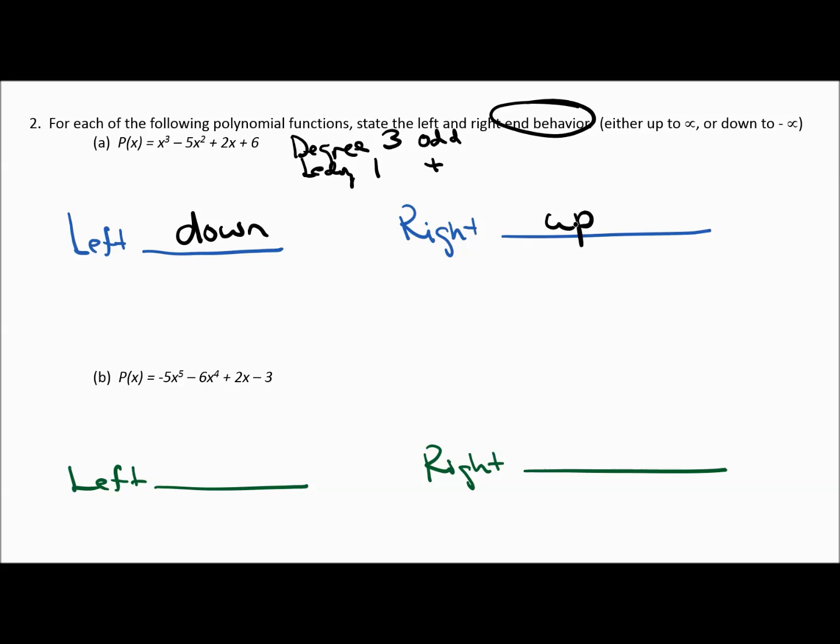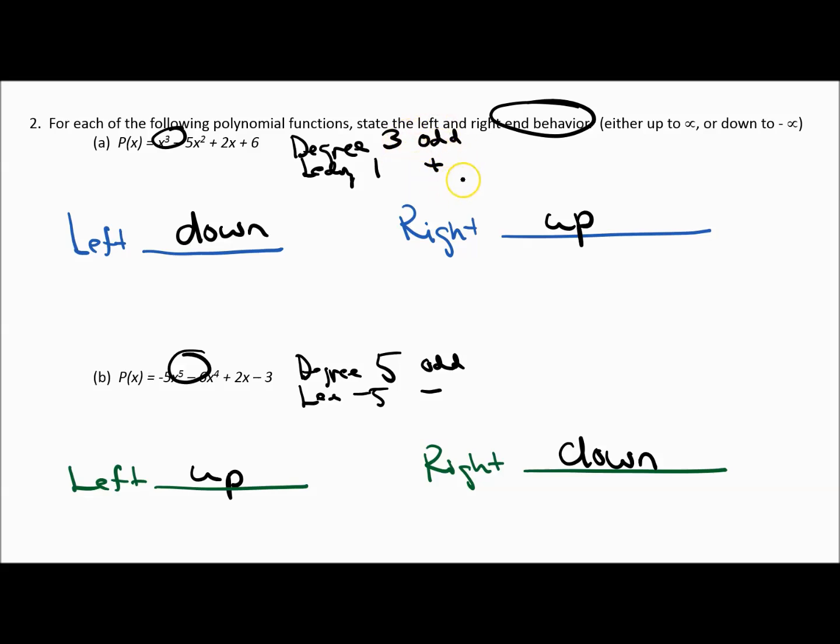So the next problem, let's take a look again at the degree. The degree is 5, so that's an odd number. The leading coefficient is the number in front of the degree, which is -5. And what's important there is that it's negative. Now, if you're odd and negative, it does the opposite of this. So what I want you to remember is that odd means they're pointing in opposite directions. Okay, so this time the left side is going upward because of the negative, and the right side is going downward.